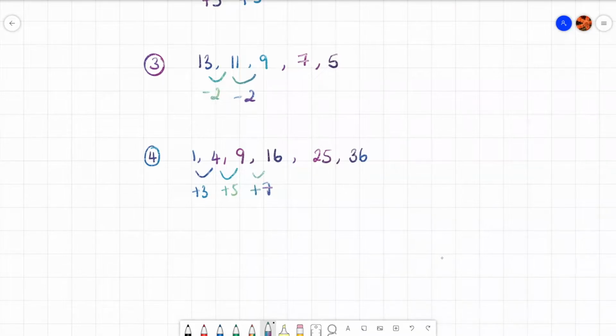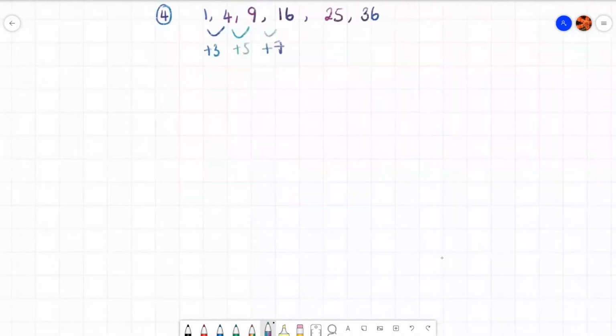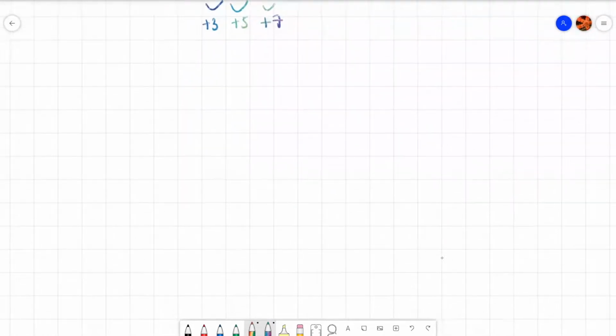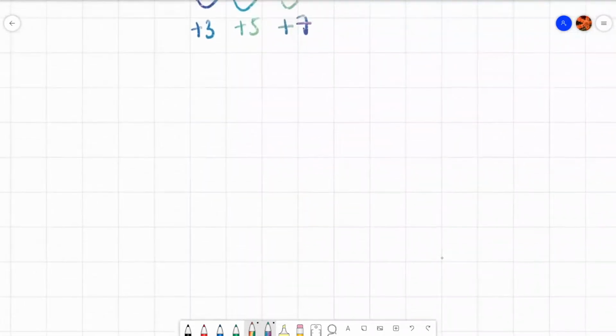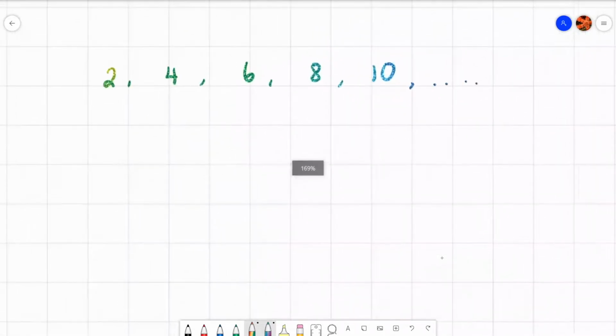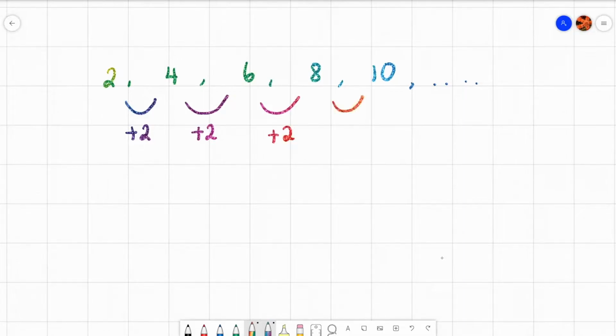Right, let's have a look at actually working out the nth term then. Let's take an example. We've got 2, 4, 6, 8, 10, and so on. This is an arithmetic sequence. Why? Because what's the pattern? I am adding 2 each time. And because I'm adding 2 each time, it's an arithmetic sequence.